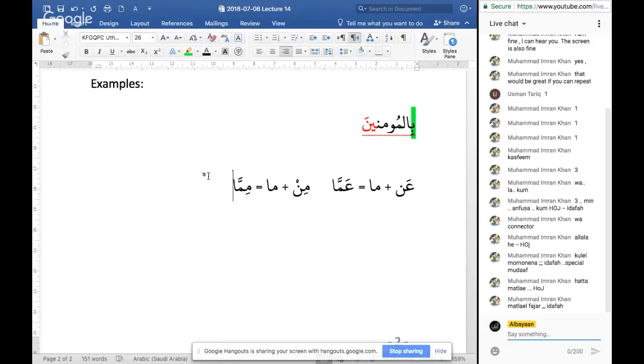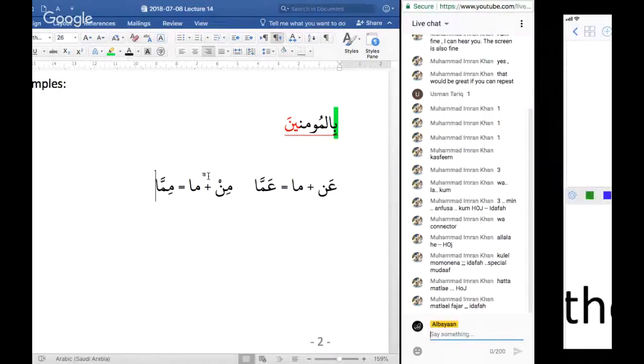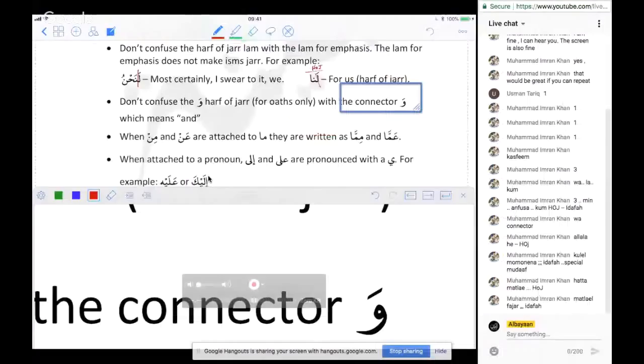When you see amma or mimma, it's effectively a jar majroor fragment. So don't get confused. It's a jar majroor fragment. Okay? Just keep that in mind. That's in your notes here. This point. This point.